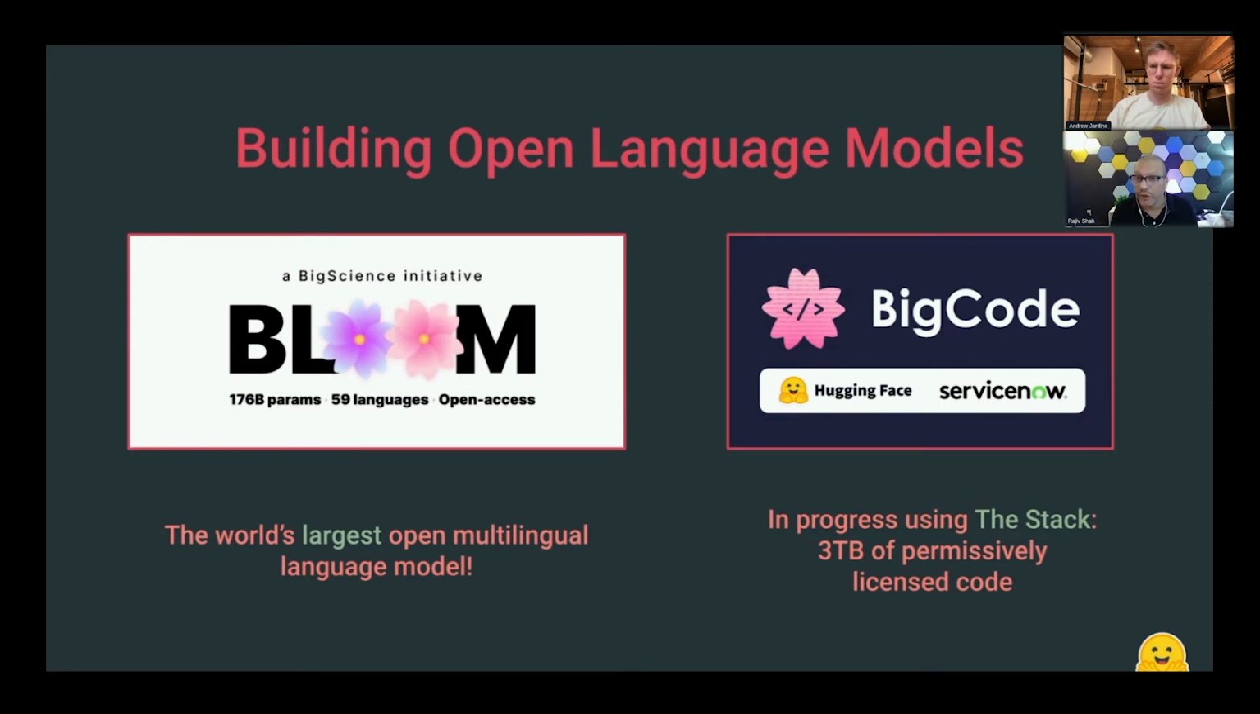We've just kicked off a new project, and if you're interested in this, they're still looking for collaborators. It's Big Code, which is going to build an open language model focused on code, like Python, Java, that kind of thing, those code completion models. And they've already put together a humongous data set for that as well.